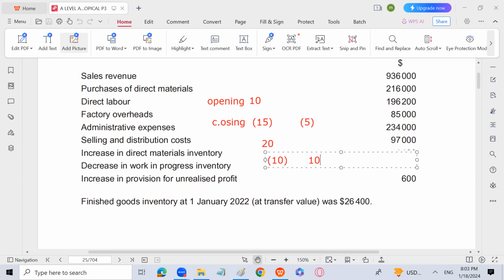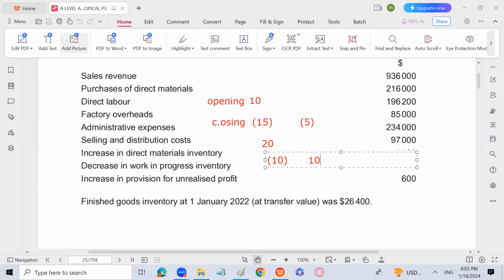And because it is decreasing, that amount will be added in cost of production, at the same place where we used to write raw material or work in progress, at the same place in the manufacturing account, right? So that is done.